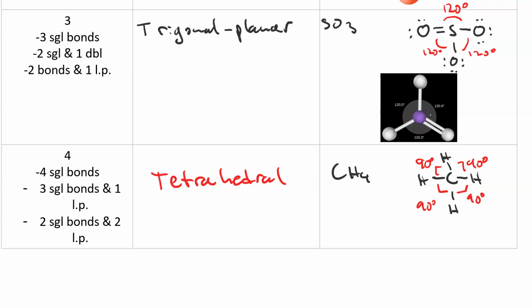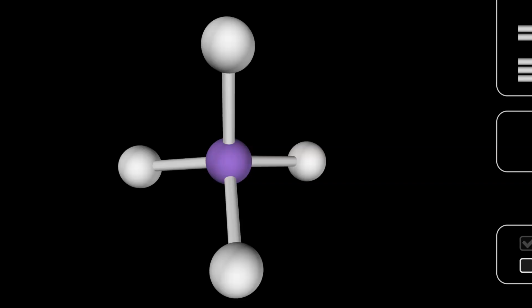And the geometry is determined by the fact that the 4 electron domains are repelling each other and they're trying to get as far apart as possible. So is it possible to have 4 domains further apart from each other than 90 degrees? Well, it isn't in 2 dimensions, but it is in 3 dimensions. Back to the molecular modeling simulation.